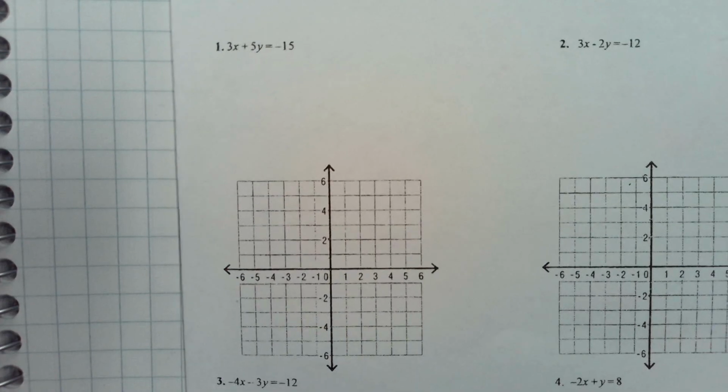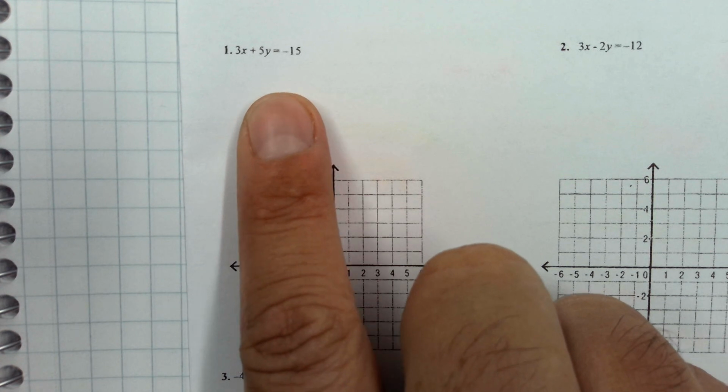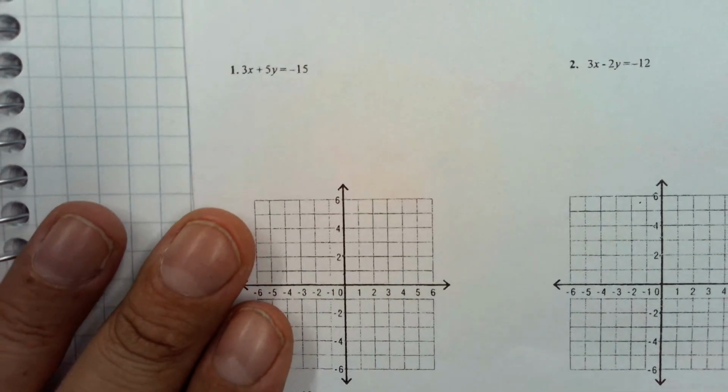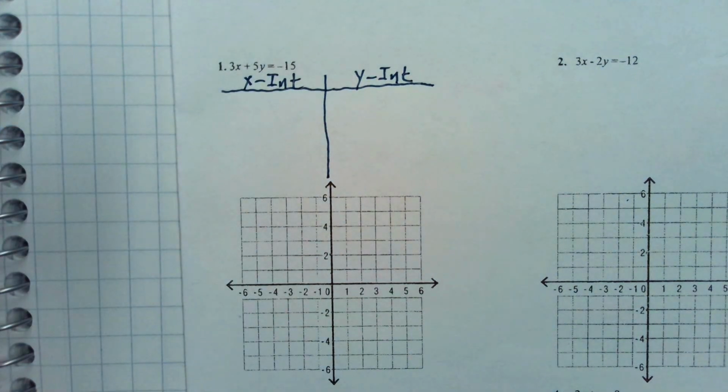Here we go. So we're going to take this first equation, 3x plus 5y equals negative 15. And we're going to figure out the x-intercept and the y-intercept. So the way I usually do this is I make a t-table, just a 2-column table. And on the left side, we're going to find the x-intercept, so I'll write that x-int. On the right side, we're going to find the y-intercept. So let's start with the x-intercept, okay?